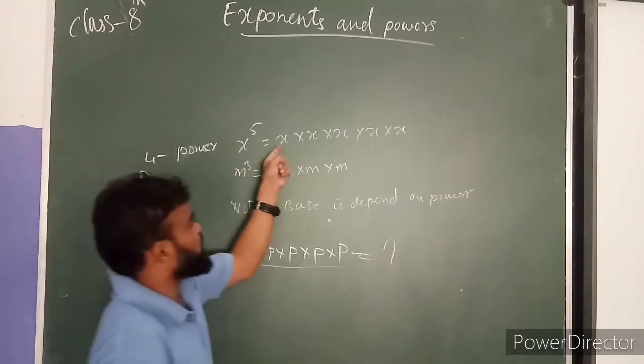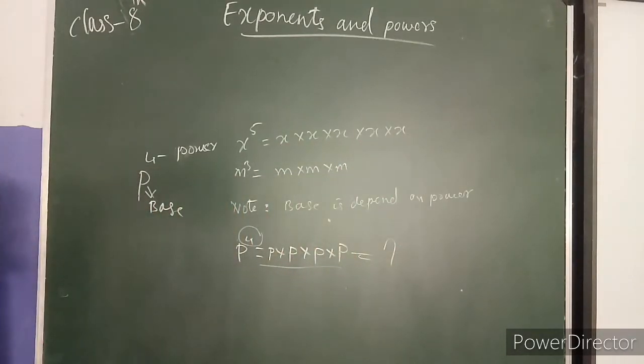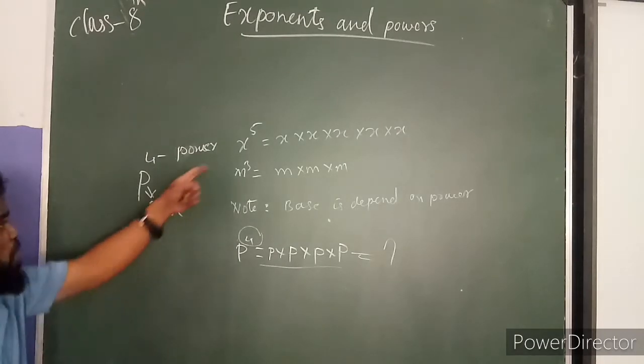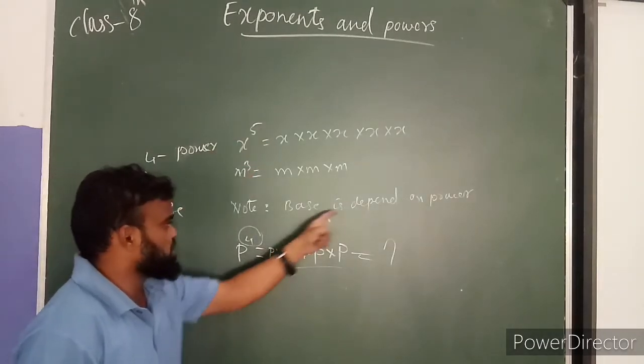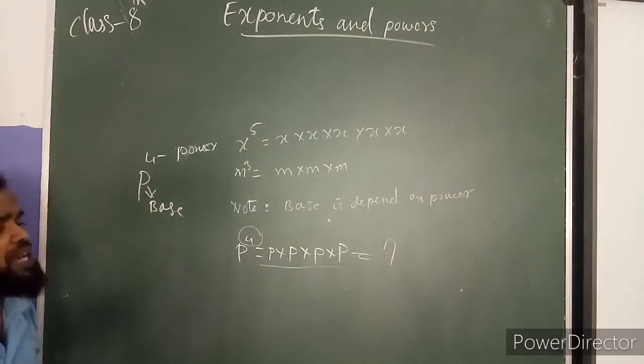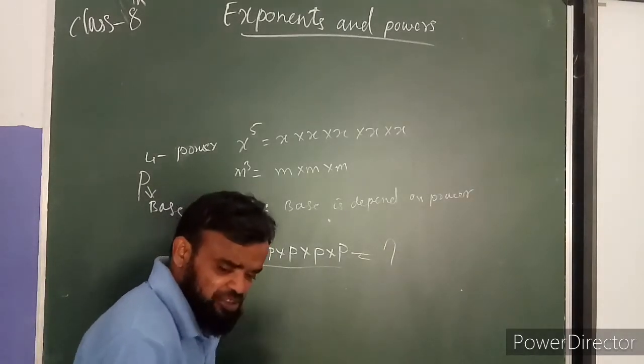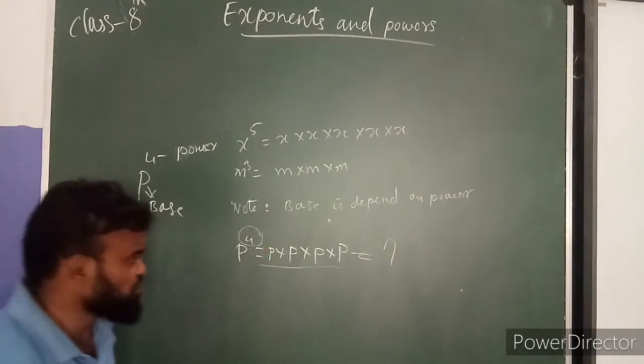This repeating form of multiplication of the same numbers or variables is called an exponent. Powers also I told. The power will increase the base, extending the length of the base. Did you understand here?